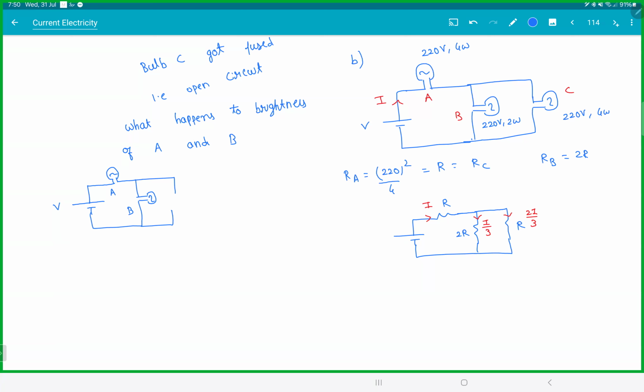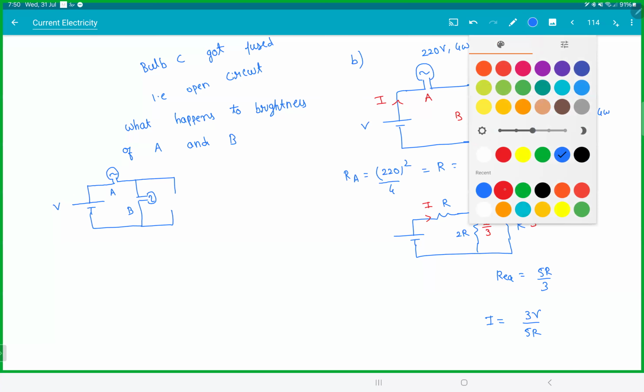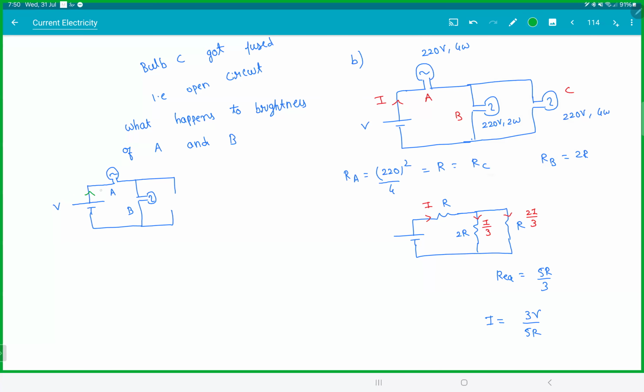The catch is this. Initially, when you're finding the current, what is R equivalent here? 2R by 3 plus R, that is 5R by 3. So I was 3V by 5R. Now in this case, this resistance is R and this is 2R. The current itself changed. I dash will be V by 3R.